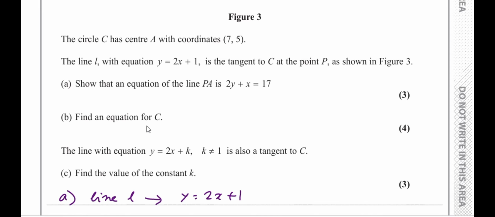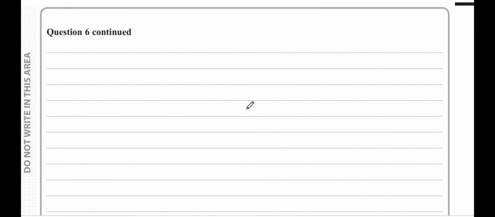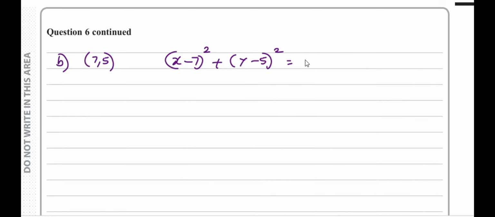B part. Find an equation for C. Here C means the circle. And we know that the equation of a circle has got the center and the radius parts to it. So we already know the center. The center is what? 7, 5. Okay. So we only need to know the length of the radius therefore. So if it is 7 and 5, the coordinates for the center, it's going to be x minus 7 square plus y minus 5 square is equal to r square.